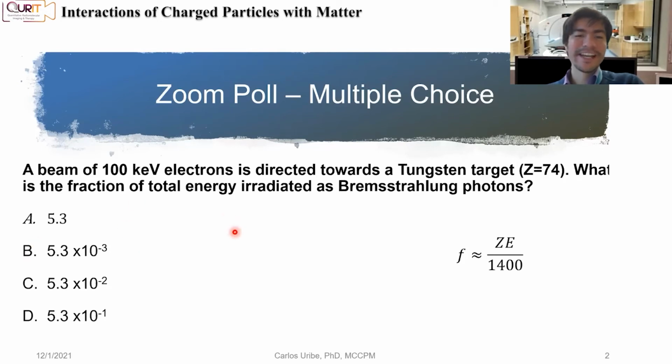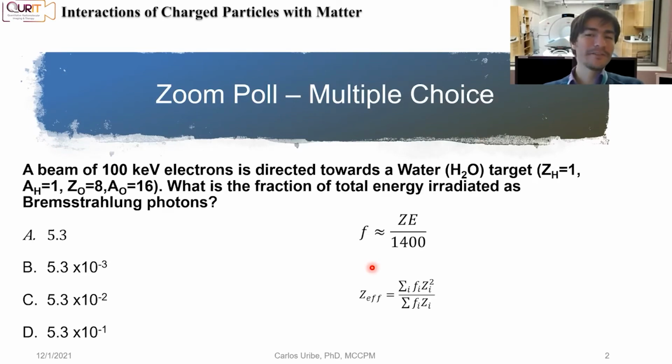If you answered A or C, keep in mind the equation that we showed you: that energy has to be input in MeV. So instead of inputting 100, you're supposed to input 0.1 MeV. That gives you 5.3 times 10 to the negative 3, which is basically 0.5% of the energy of those particles traveling in tungsten ending up as Bremsstrahlung photons.